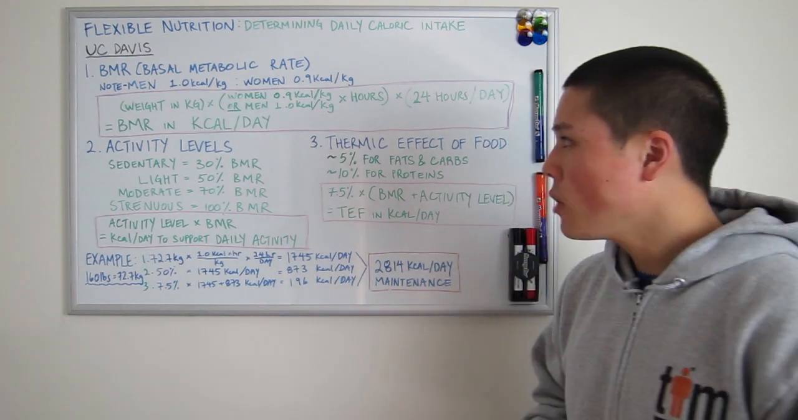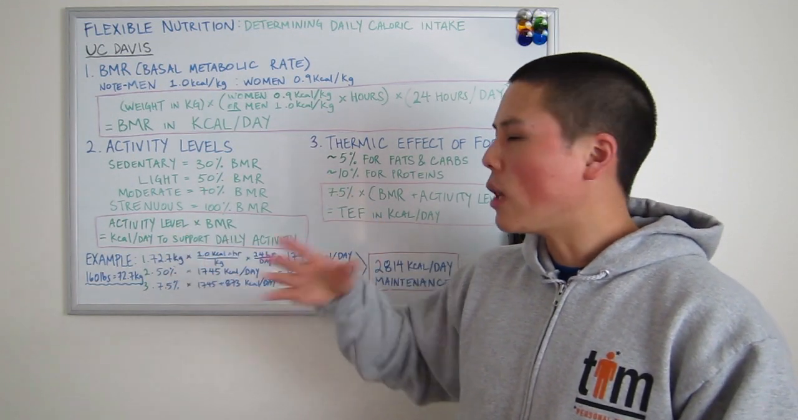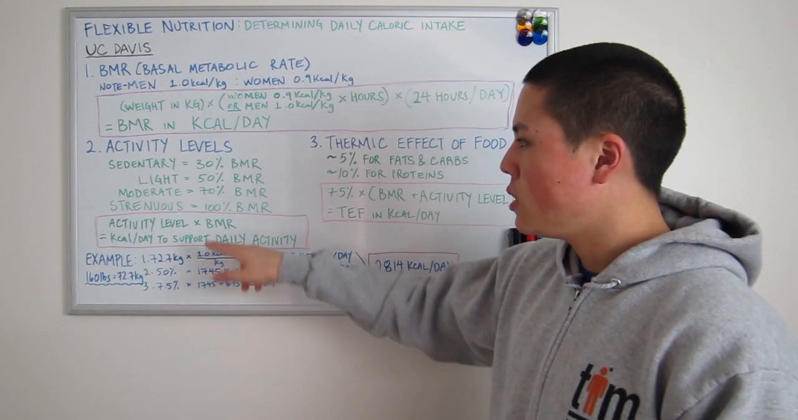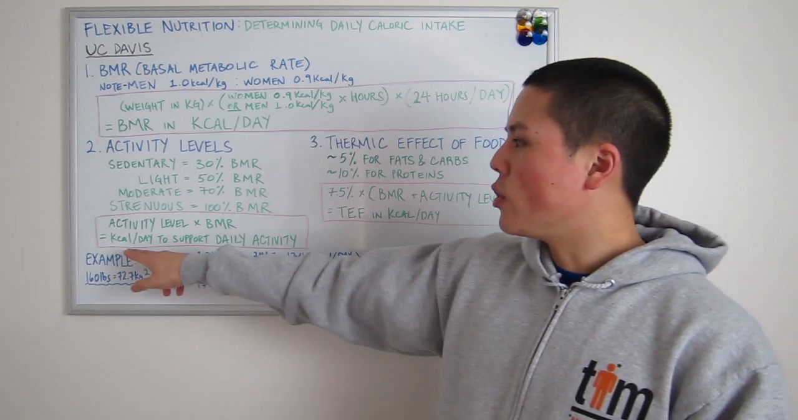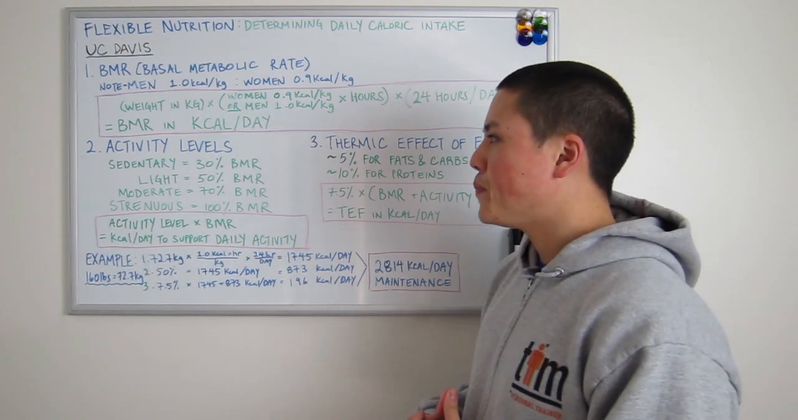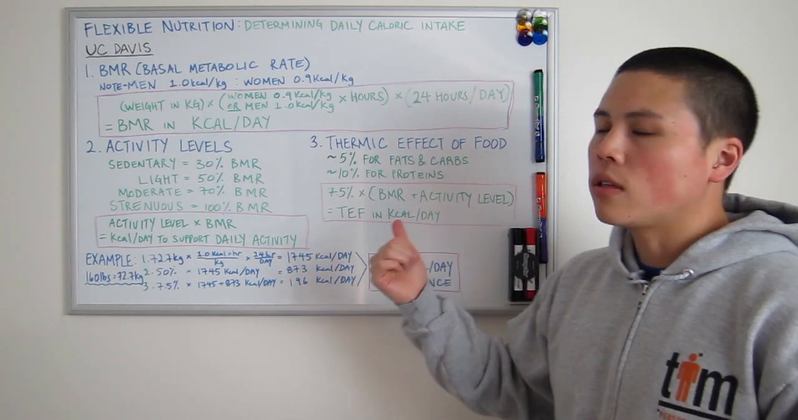To determine your daily calories burned from activity, you'll take your activity level, depending on where you're at, and multiply that by your basal metabolic rate, and that'll give you your calories per day to support your daily activity. And the third and last thing is going to be the thermic effect of food.